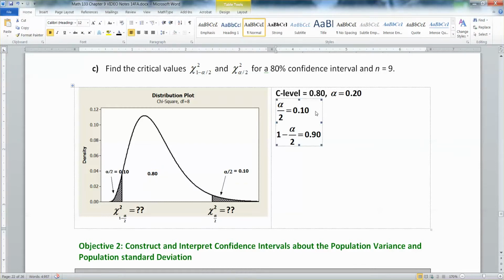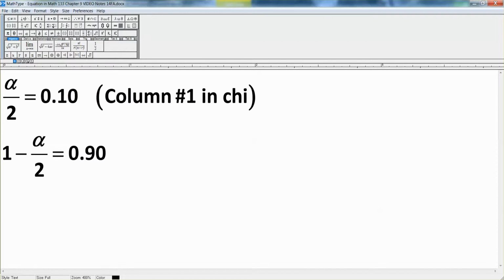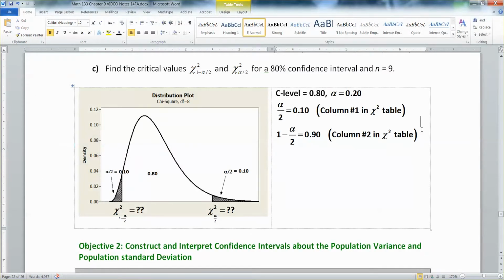All right, so these are your columns. You're actually going to need 2 columns. So this is column number 1 in the chi-square table. And this will be column number 2 in the chi-square table, because you're going to have to find both values here. You can't just do the plus or minus thing you would do for a t-table.